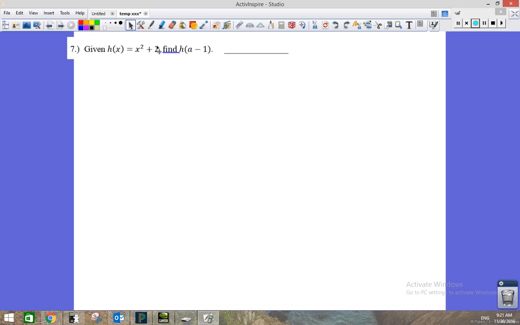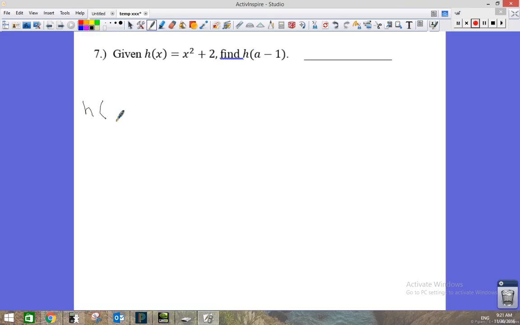Here it's wanting me to evaluate this function. H takes the input and squares it and then adds 2. This time it's not telling me to evaluate it at a number but at an expression. So whatever we give it, H always does the same thing. It creates an addition problem. It squares the input and then adds 2. So this time the input is a minus 1.